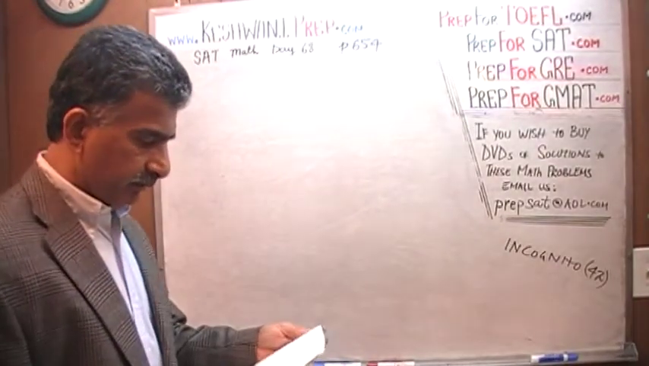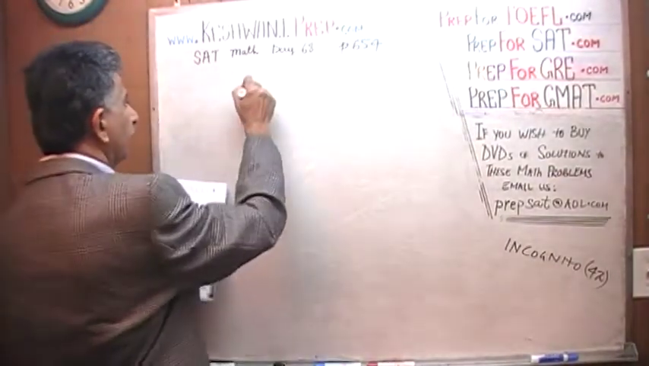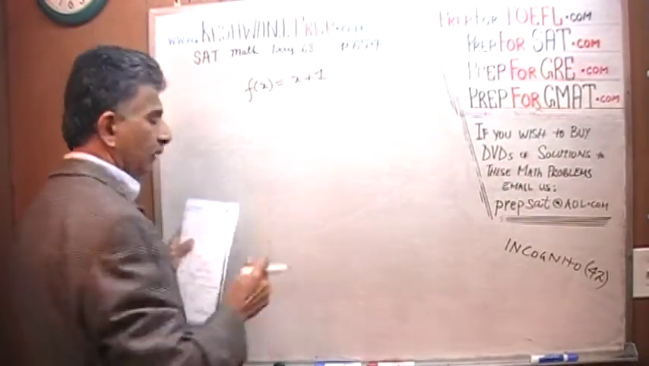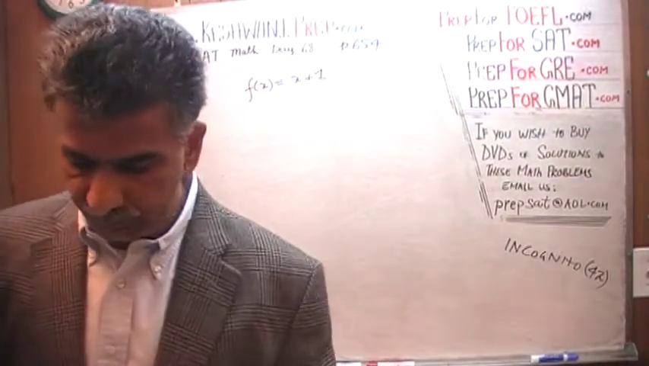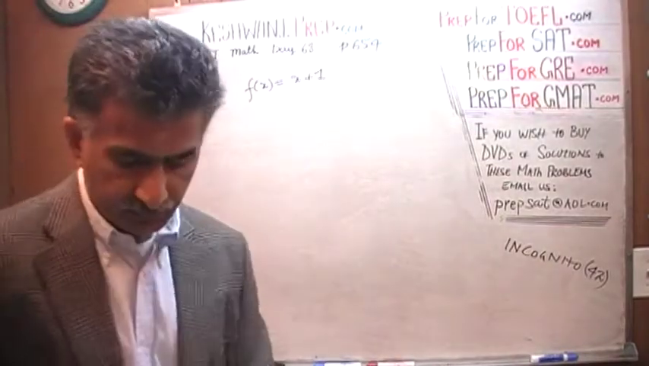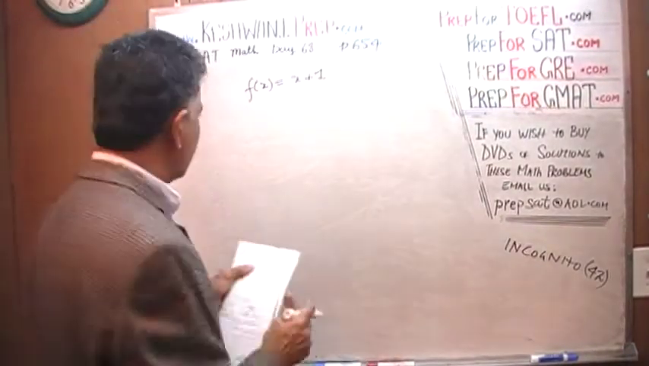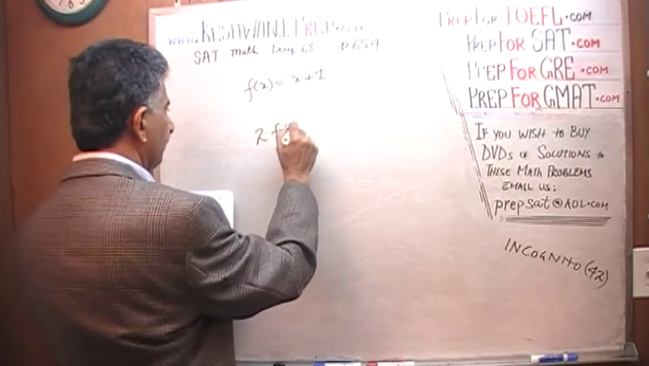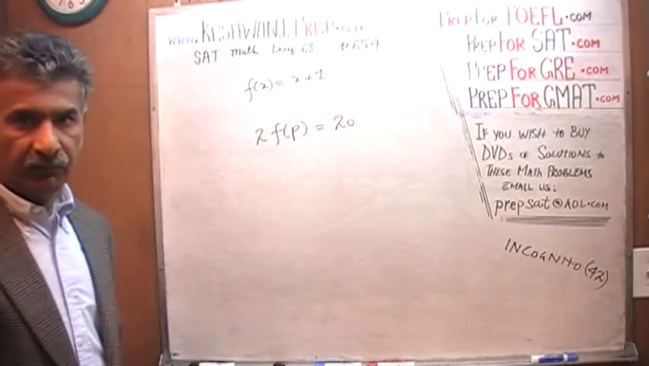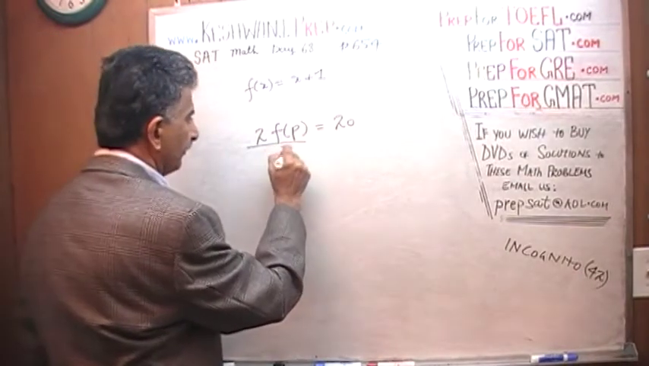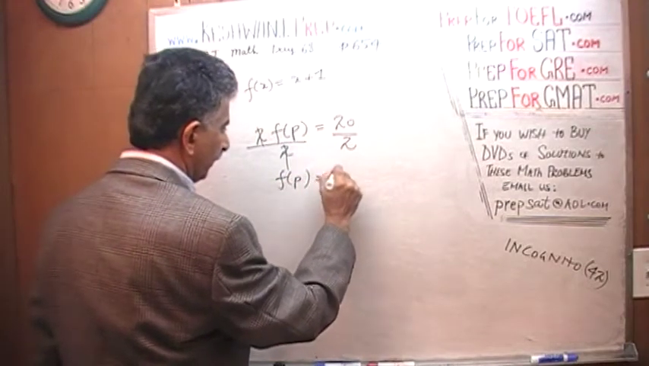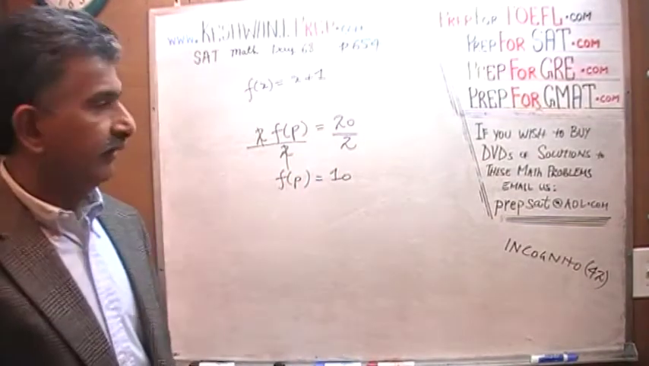We are given a function here, and the function is defined as f of x equals x plus 1. So in other words, whatever the value of x is, the value of the function is just 1 more than that. We are told that 2 times f of p equals 20. Well, if we divide both sides by 2, we find that f of p must equal 10.